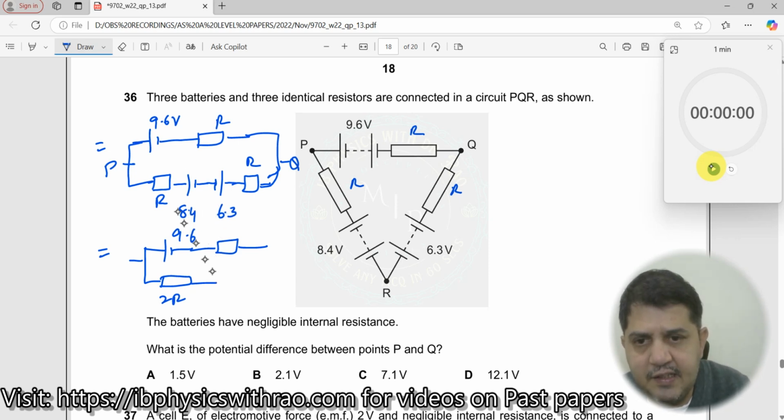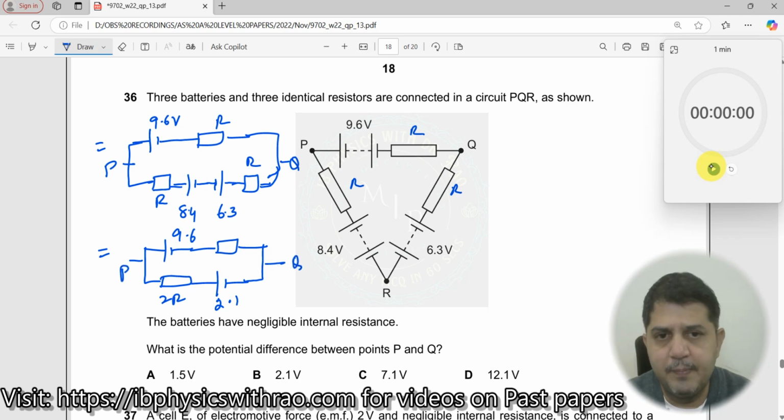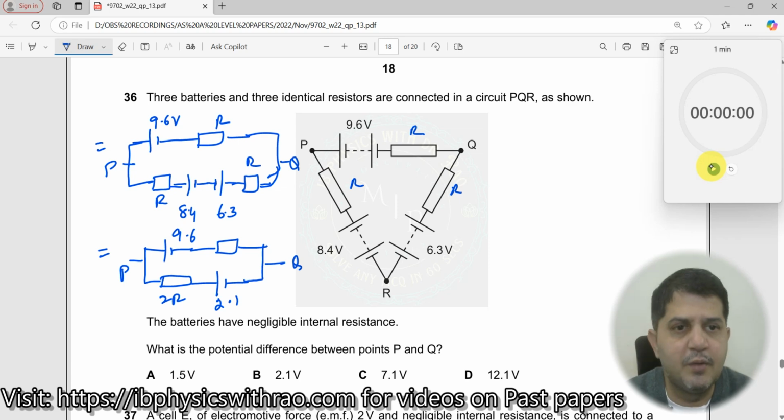4 minus 3 is 1, 8 minus 6 is 2, so this will be 2.1 volt. Then I'll connect it over here. This is your Q, this is your point P. Now what does this lead to? Two batteries connected in parallel. So how do we solve this?